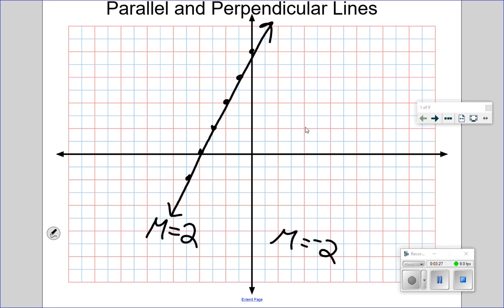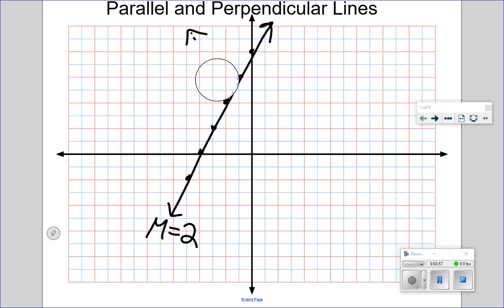So I'll pick a starting point, maybe right here. And instead of going up 2 over 1, we're going to do a negative, so I'll go down 2 over 1. And then I can go backwards a bit, get a few points here. And let's see if this looks perpendicular. Well, it crosses, it's not parallel, but this is not a right angle. So that's not working. Just making the slope negative doesn't seem to make the lines perpendicular.